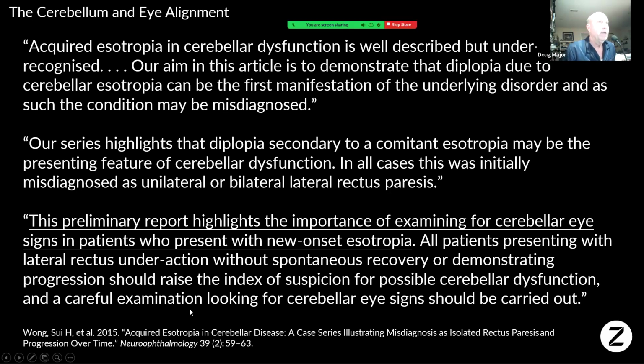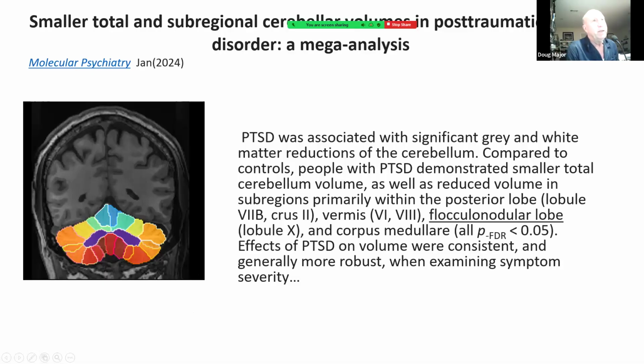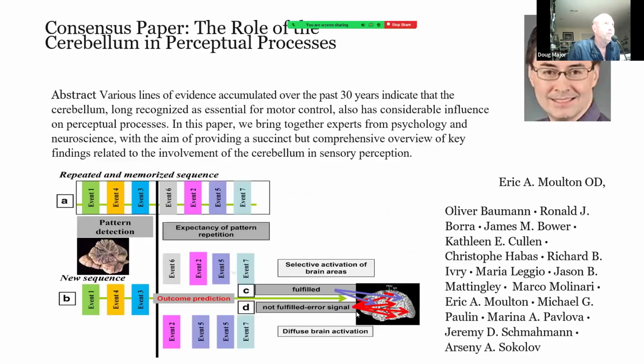Another area, a meta-analysis just in January, a couple months ago: PTSD is associated with a smaller cerebellum. You think about eye movements in PTSD, why do eye movement therapies work for these cases? It's, again, an interesting thought. Just recently I was able to present with Eric Moulton from Harvard, again a key role in this consensus paper on the role of the cerebellum in perceptual processing.